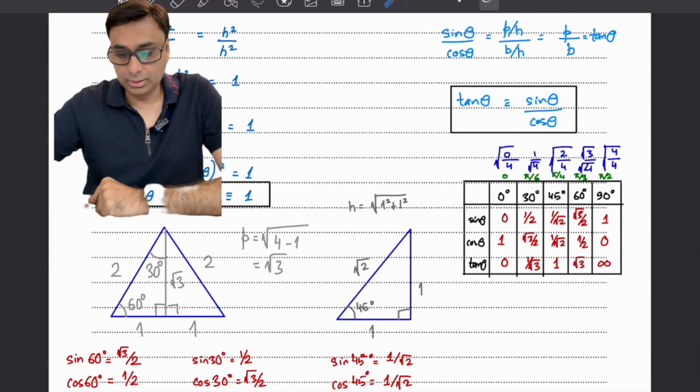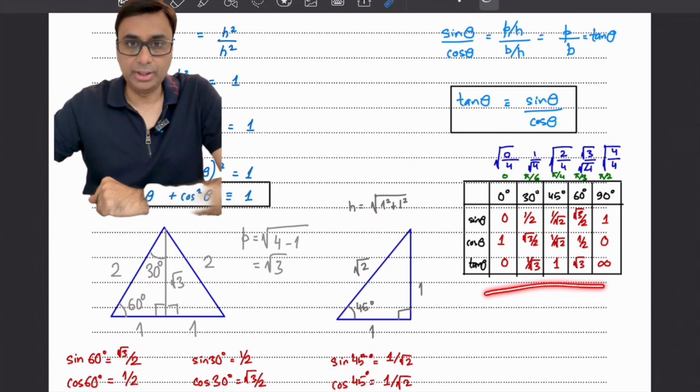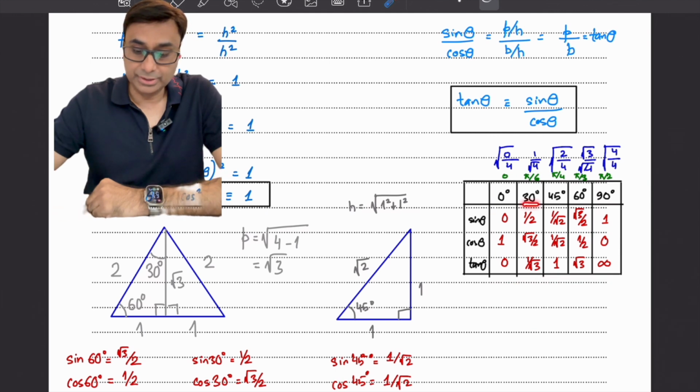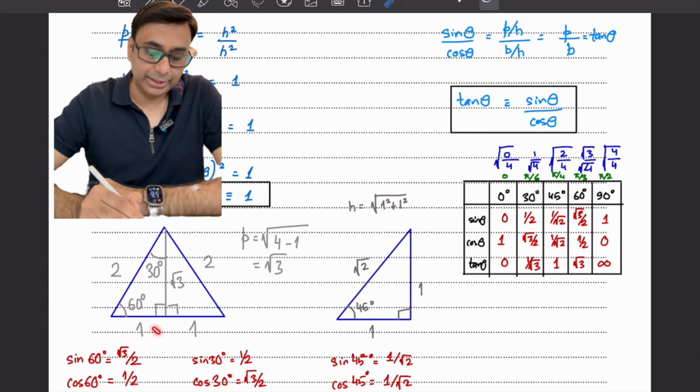Since we need to learn all of these values of trigonometric ratios, to learn these values, we can take two alternate approaches. To learn the values of 30-degree angle and 60-degree angle, we can consider an equilateral triangle, each side of which is equal to 2.